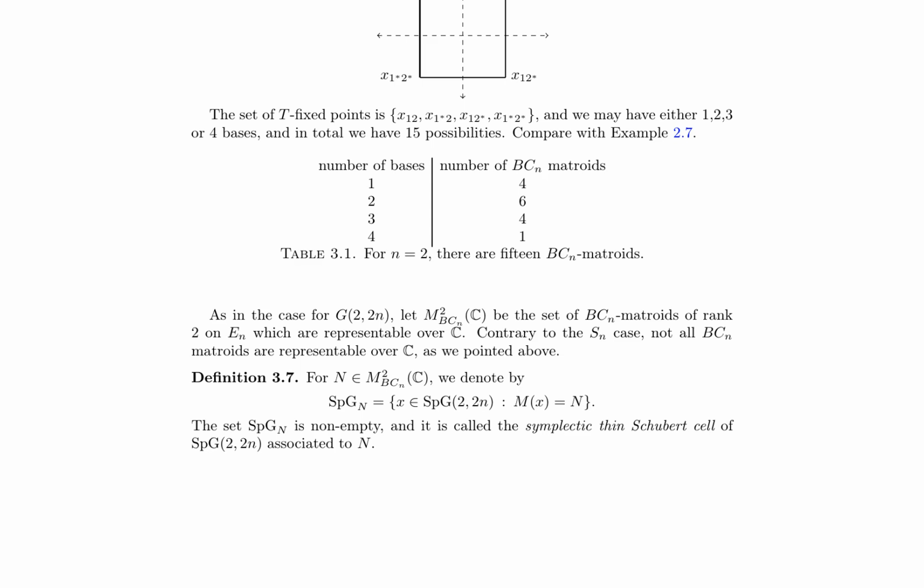The concept of M_2^BCN(C) is defined as the set of BC_N matroids of rank 2 on N representable over C, noting that not all BC_N matroids are representable over C, unlike the S_N case. The symplectic thin Schubert cell SPG_N associated to a matroid N in M_2^BCN(C) is introduced, which is non-empty and corresponds to a specific subset of points in SPG(2, 2n).